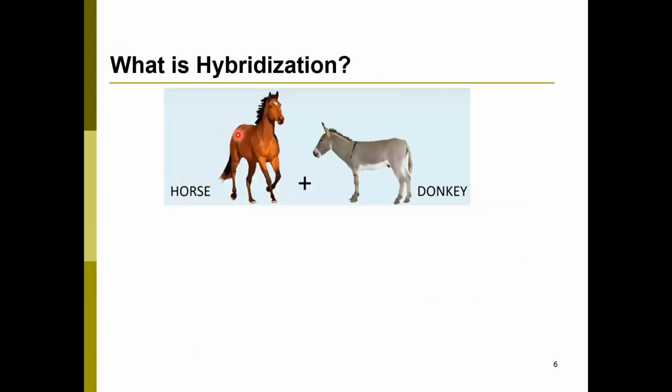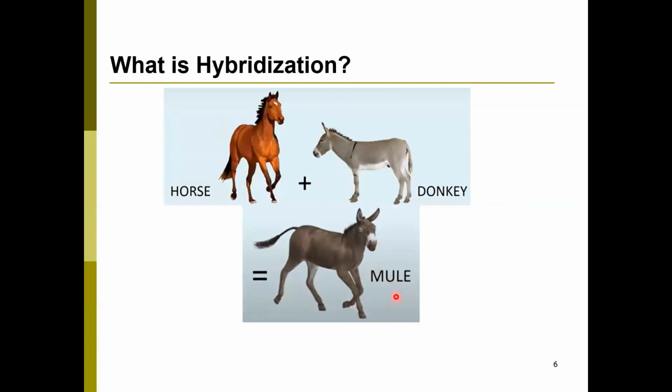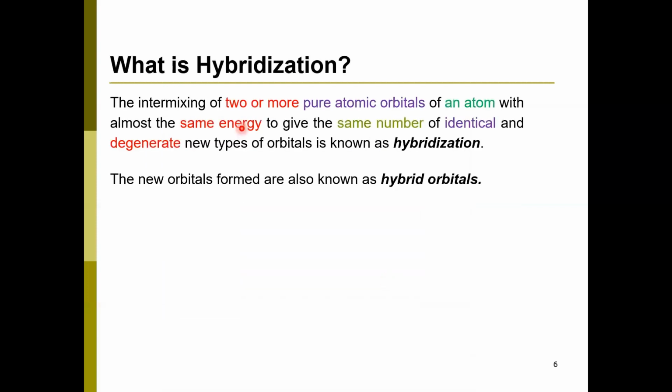So what is hybridization? Hybridization is actually the mixing of two things to get a new thing. For example, if we mix a horse and a donkey together, we will get a new animal, a mule. Now here is a very nice definition of hybridization.